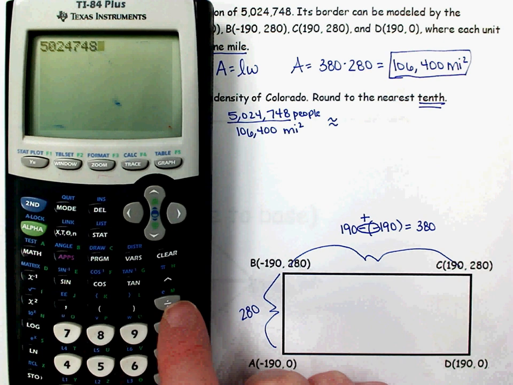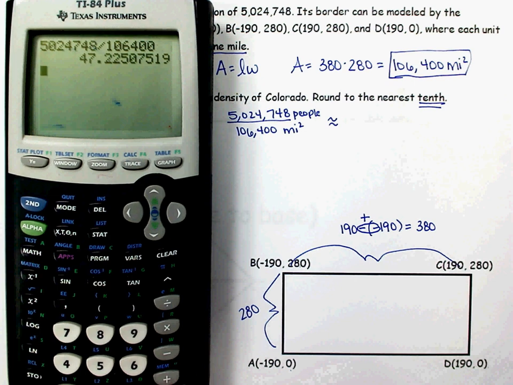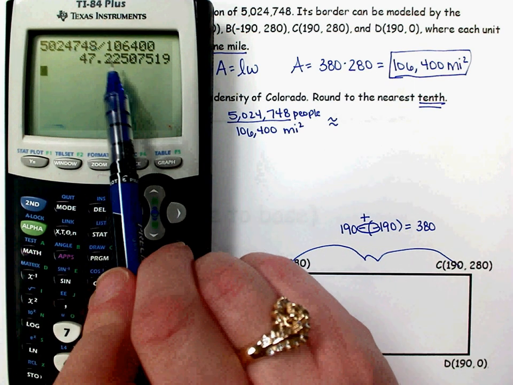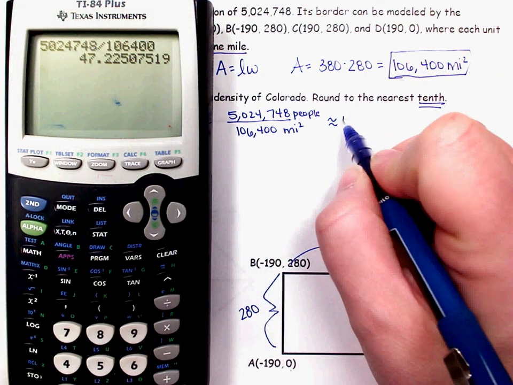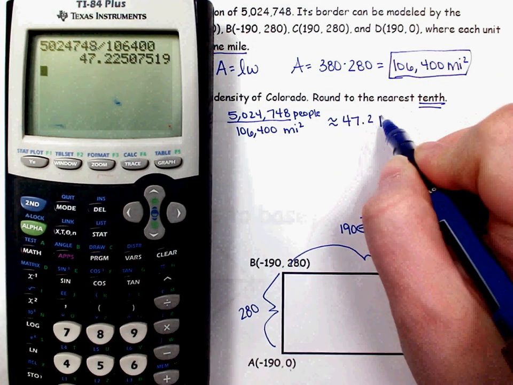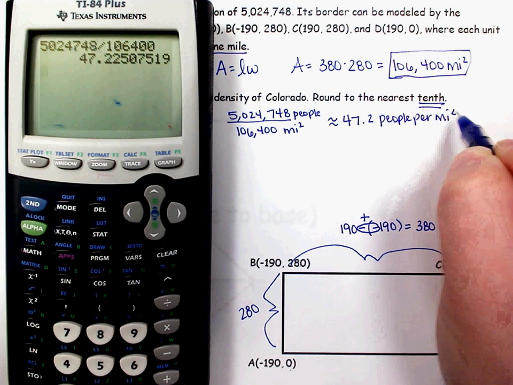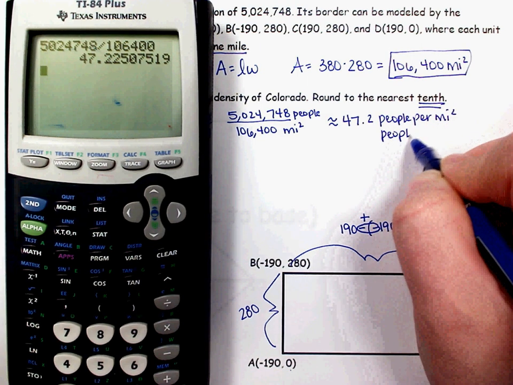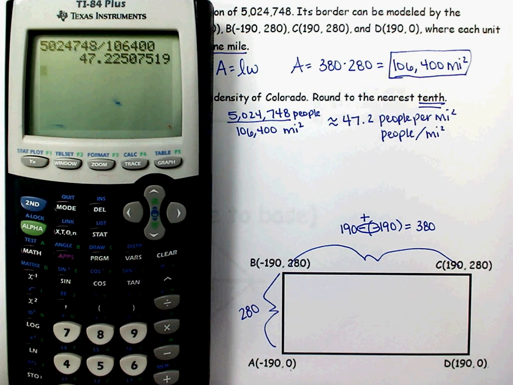5,024,748 divided by 106,400, and rounding to the nearest tenth, that 2, since next door is a 2, will stay a 2. So we'll have 47.2 people per square mile, or you can write it as people and then the division sign square mile, however you want to write your units there. But 47.2 is what we round to.